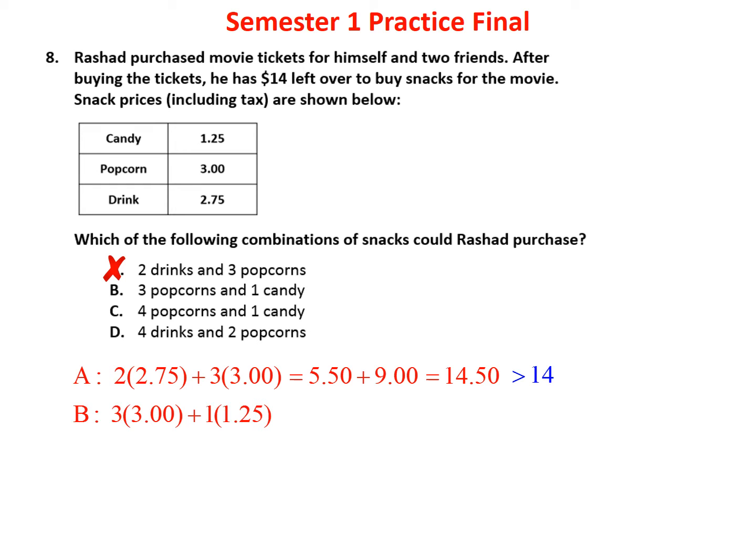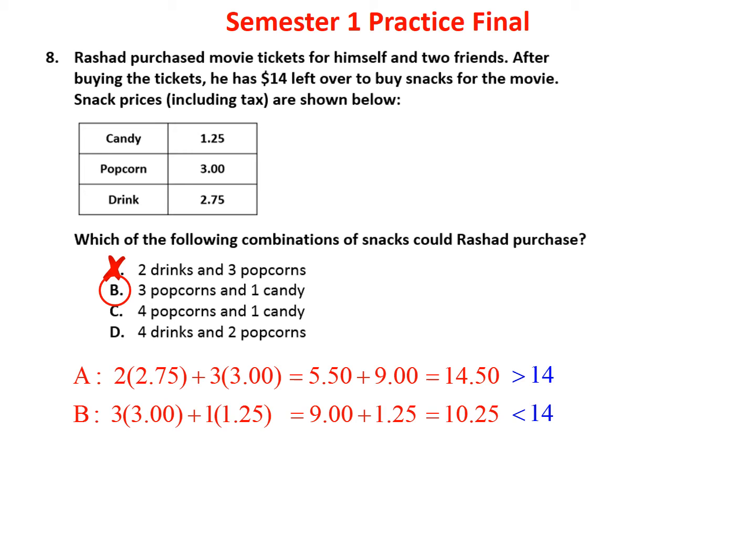B is 3 popcorns, or 3 times $3, and 1 candy, 1 times $1.25. So that's 9 plus $1.25. So that's equal to $10.25, and that is below 14. So that's a possible snack order that he could buy for his friends.